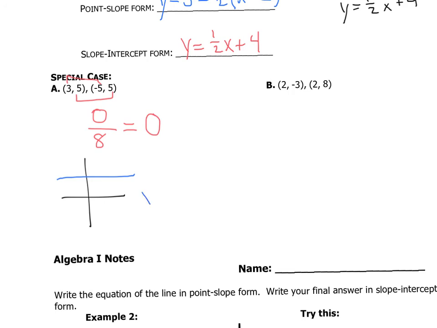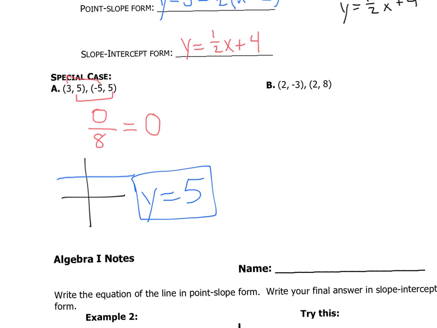Which means it's y equals whatever your y equals up here. What does my y equal? They're the ones that are the same. Both are 5. So that's simply your equation. These are special cases. This is what happens when you get 0 for a slope, or you're going to get undefined for a slope. They're going to be y lines or x lines.